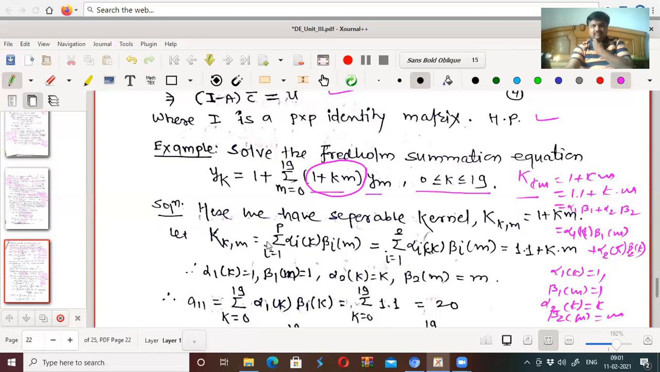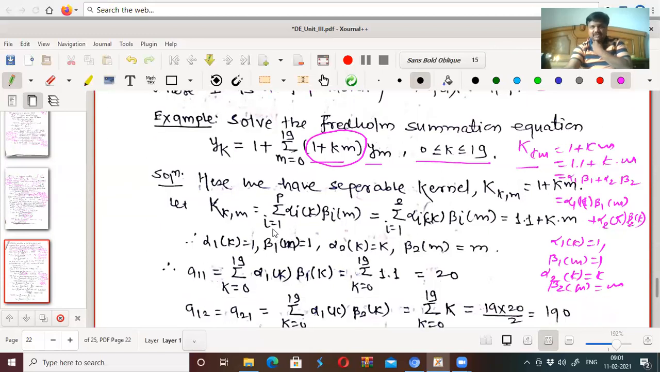Let K of km be written in terms of the summation i from 1 to p of alpha i k beta i m, right? That means it is summation i from 1 to 2 only. There are only two terms, alpha i k beta i m, and how are you writing it, 1 into 1 plus k into m. Therefore alpha 1 of k is 1, beta 1 of m is 1, alpha 2 of k is k, beta 2 of m is m. This is what we have taken here.